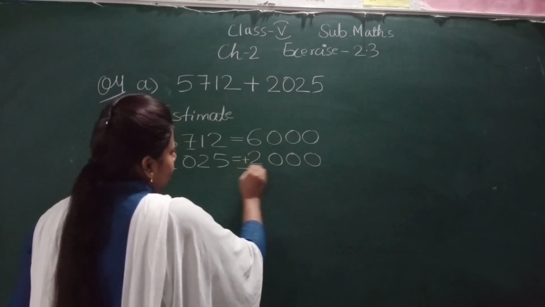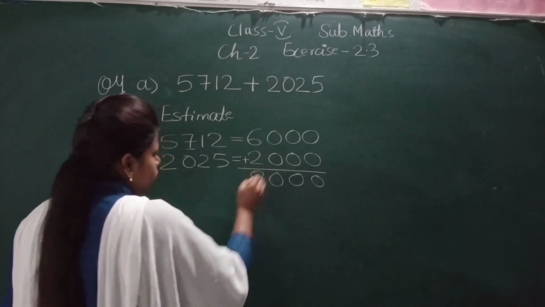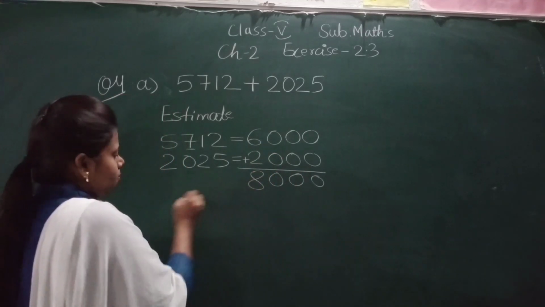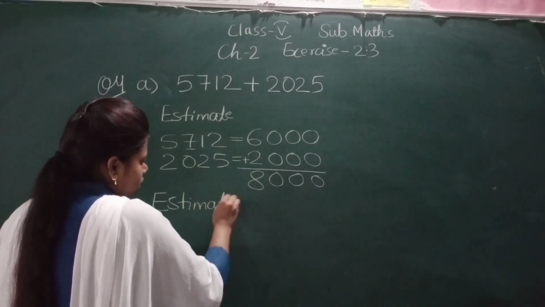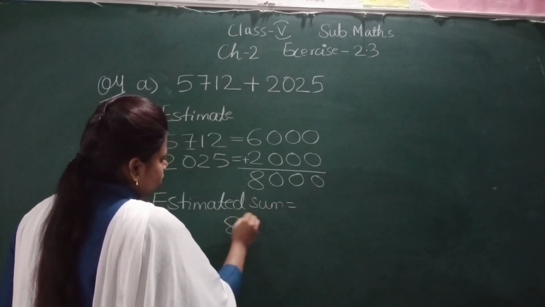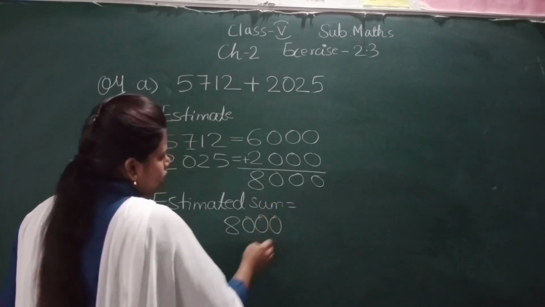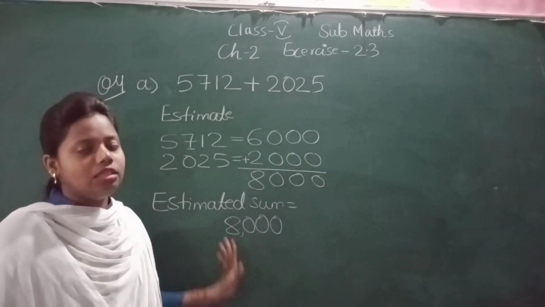Now let's do the addition. 0, 0, 0. 6 plus 2 is 8. So this one is the estimated sum. The estimated sum is equal to 8,000. This one is the estimated sum.